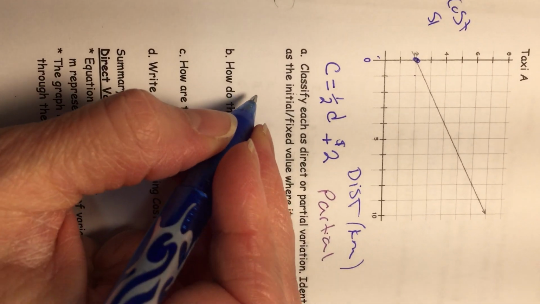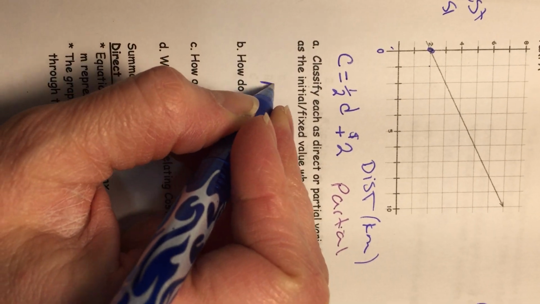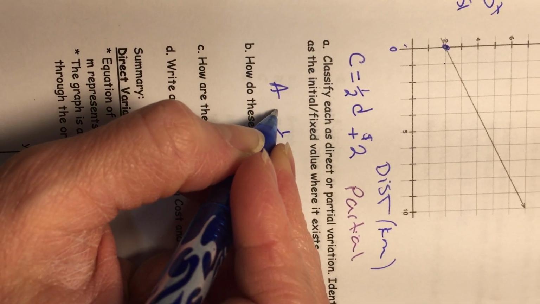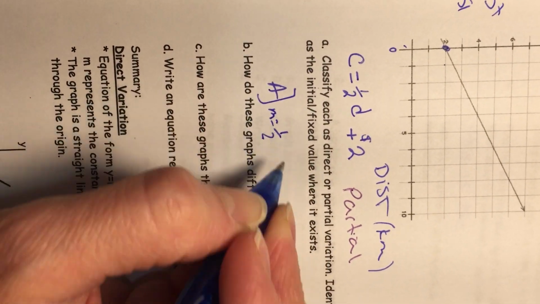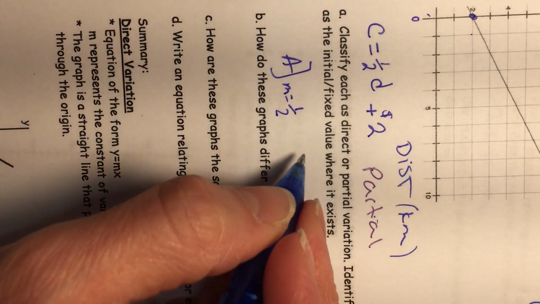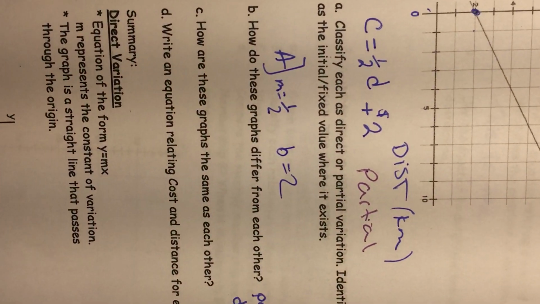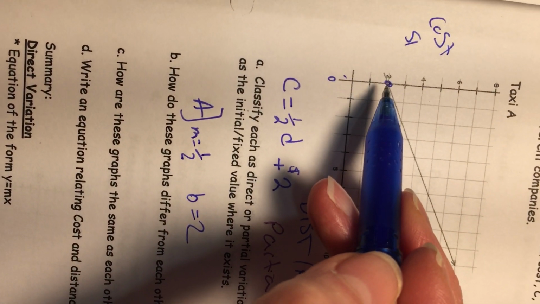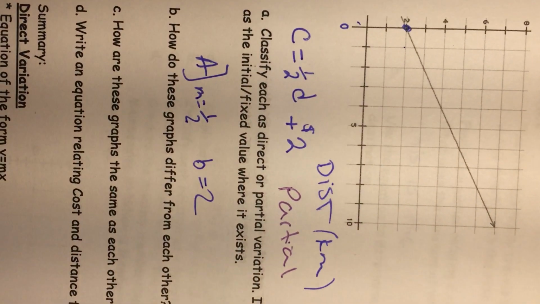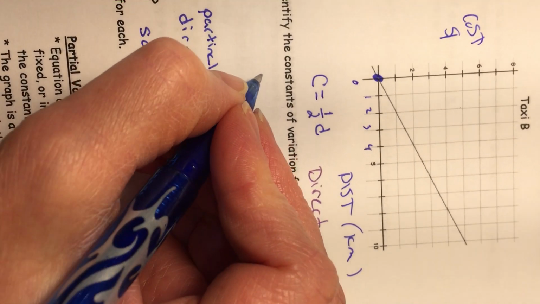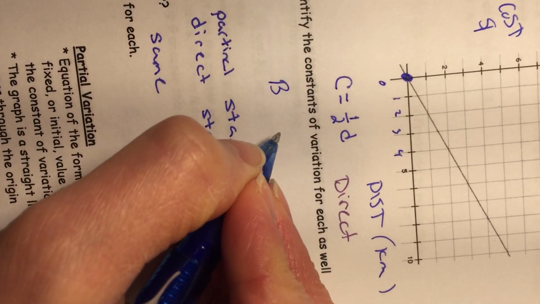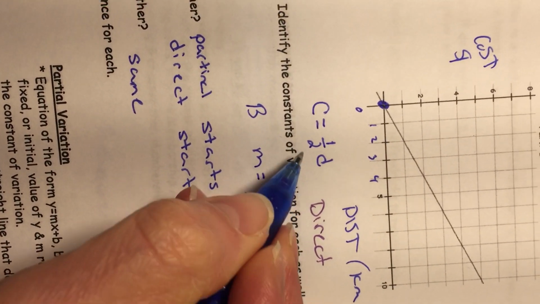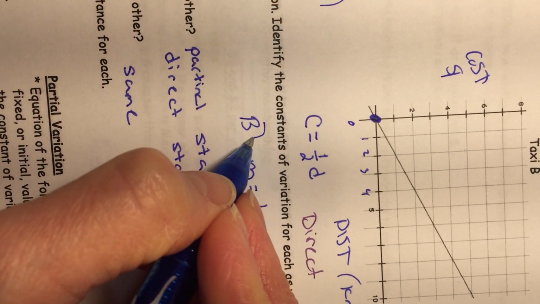So the constant of variation in the first example, which is taxi A, we know the constant of variation is a half. That's the slope. Sorry, that's the M or the K. And the B is where we start on the vertical axis, and that's the fixed part. And for the other graph, which is taxi B, we know that M or K is equal to 1 over 2, and there is no fixed part.